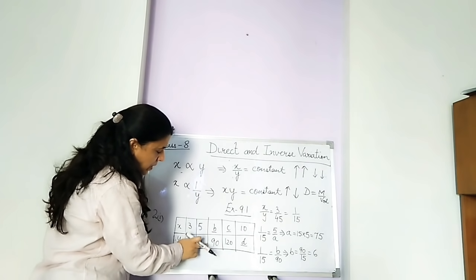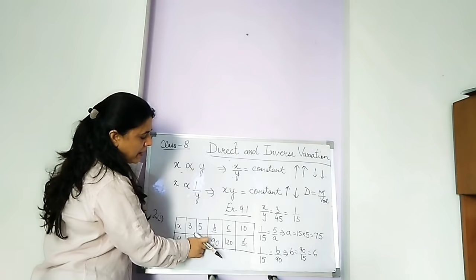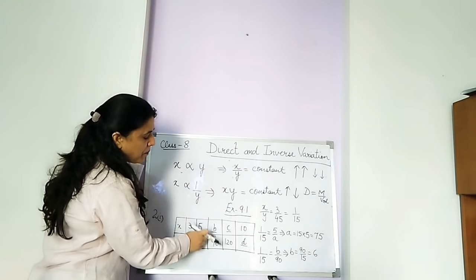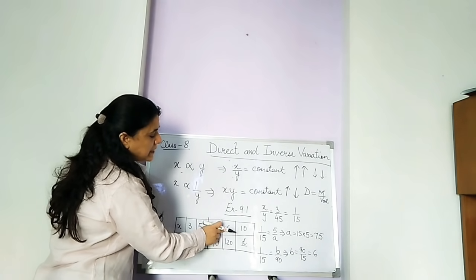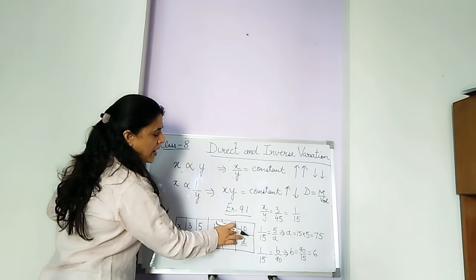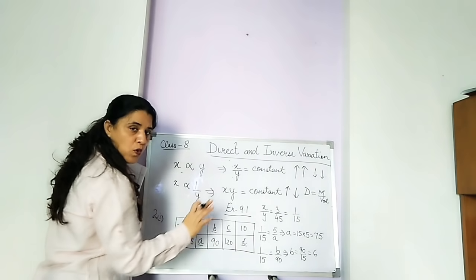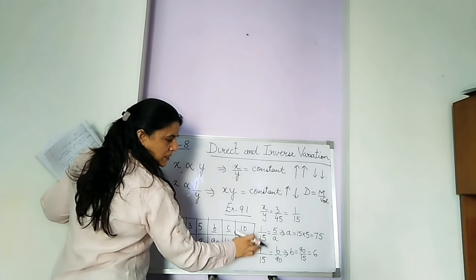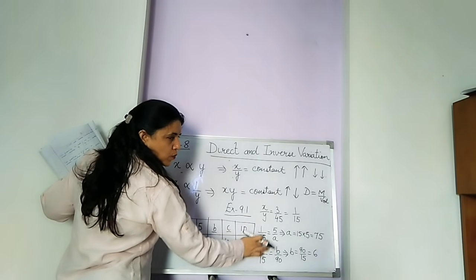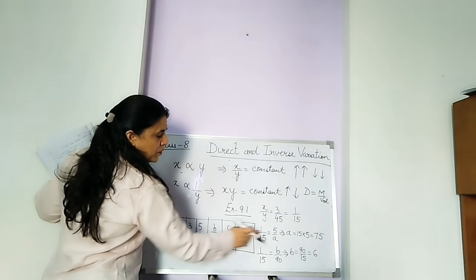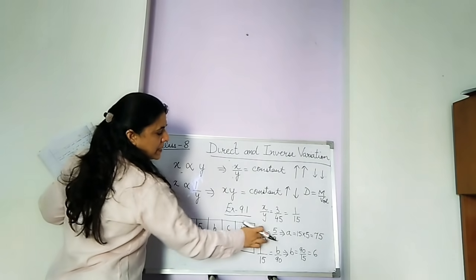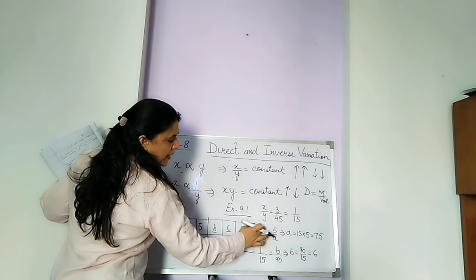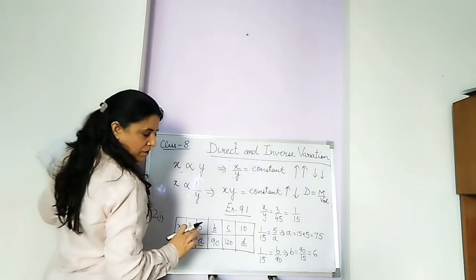That means for all these values of X upon Y, 5 upon A will also be 1 by 15, B upon 90 will also be 1 by 15, C upon 120 is also 1 by 15, and 10 upon D is also 1 by 15. I know this is a constant X upon Y whose value is 1 by 15. First I am substituting 5 upon A. A is unknown, we have to find this. Cross multiply, A is equal to 15 into 5, which is 75.